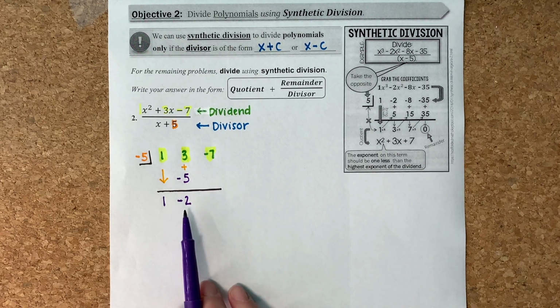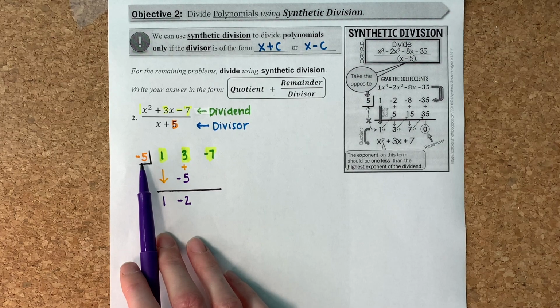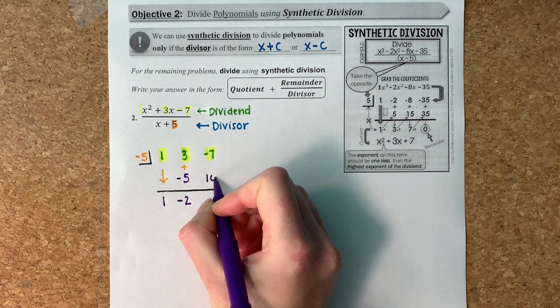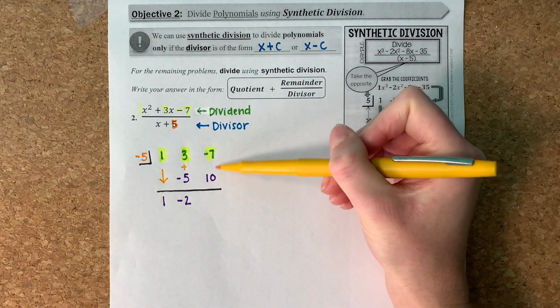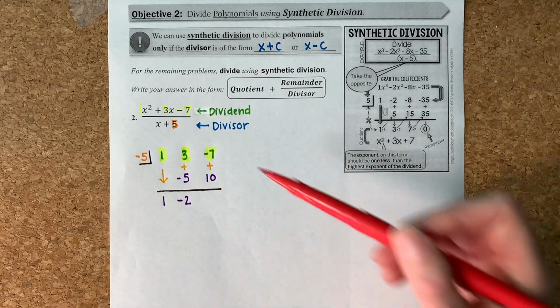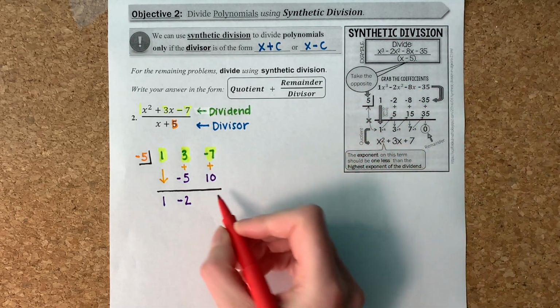We multiply this -2 by -5, and we get 10, and we put our answer here. And remember, we always add the numbers in the columns. So we're going to add -7 plus 10 to get 3.